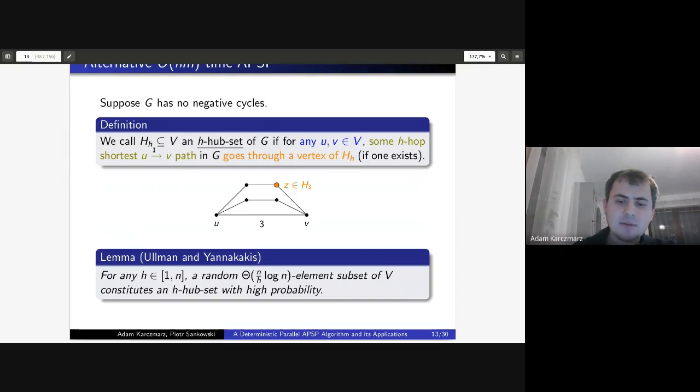And it turns out that for any h, we can basically compute a small h-hub set that is correct with high probability by just taking a random subset of V of size n over h log n. So we do not even care what our graph looks like. We just sample some random subset and we are done. And it's guaranteed to be a good h-hub set.